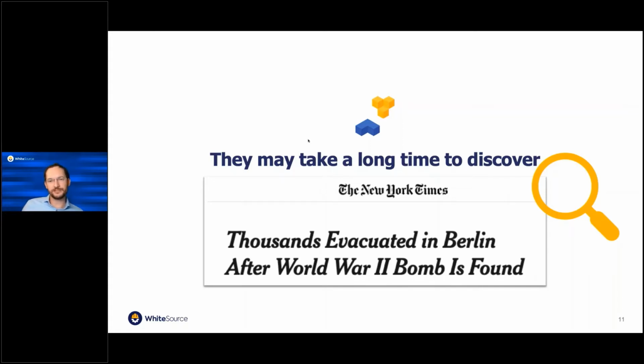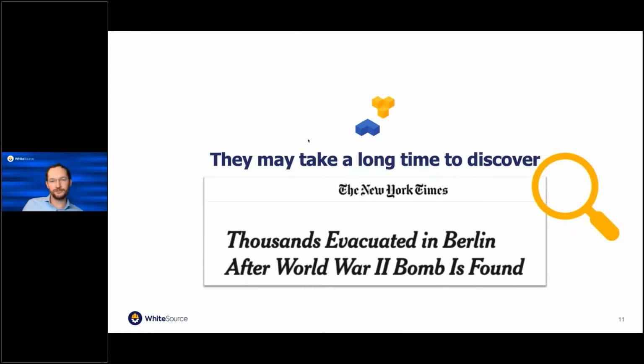All right, so the next point, and this is important to understand with vulnerabilities, is that they may take a long time to discover. Now, if you're working in development or in DevOps and you get a notification about a critical vulnerability, metaphorically, that might seem like somebody threw a flashbang grenade into the room. Things happen very quickly. But at the same time, don't mistake that the vulnerability itself may be new.